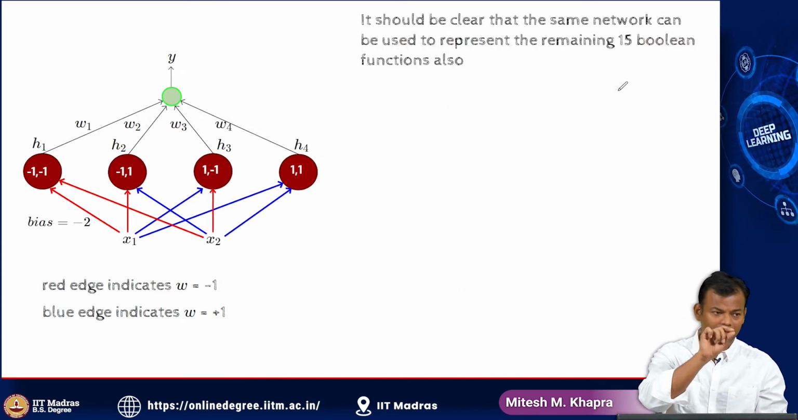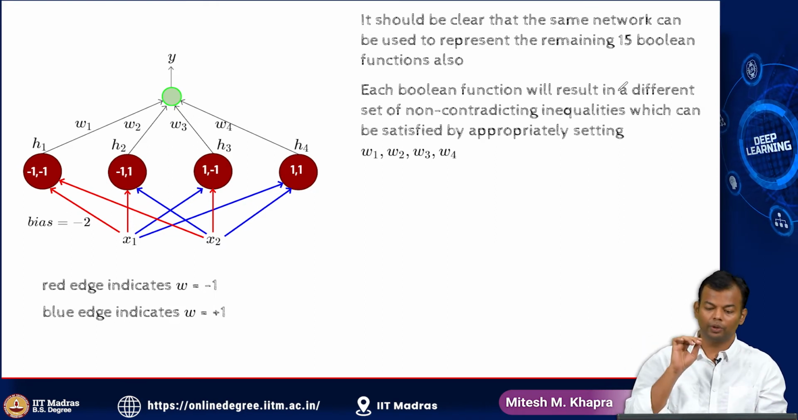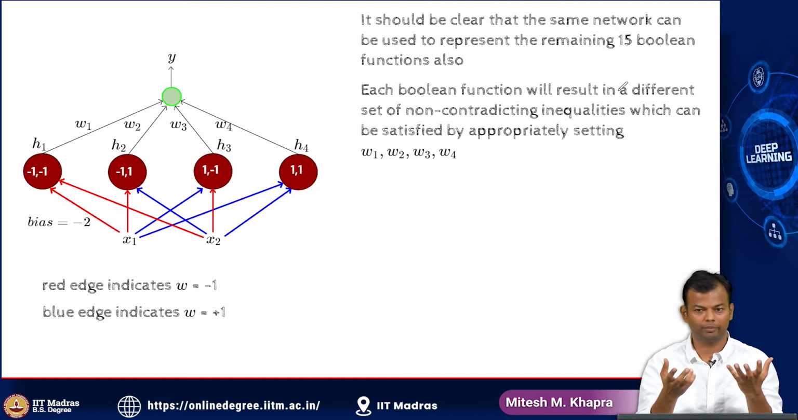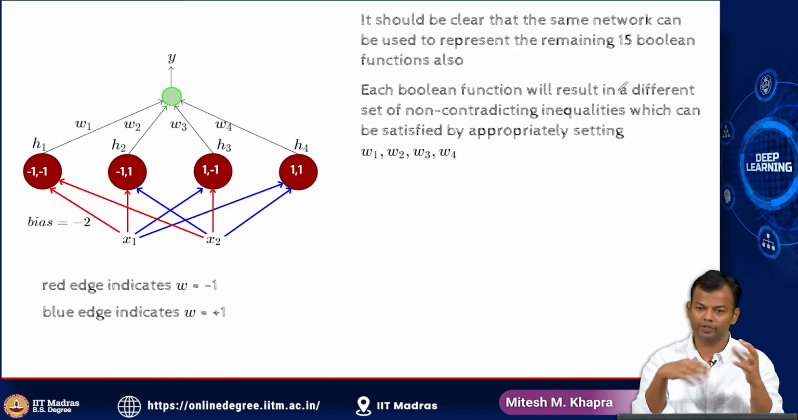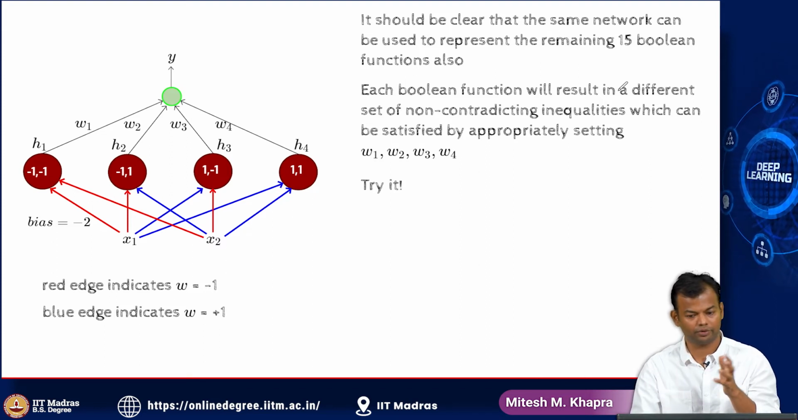And not just the XOR function, as I said, you can implement any of the 16 Boolean functions. So for each Boolean function you will get a different set of conditions for W1, W2, W3, W4, and you can find some values of W1, W2, W3, W4 which will satisfy that particular Boolean function, right. So you can go back and try this out, okay.